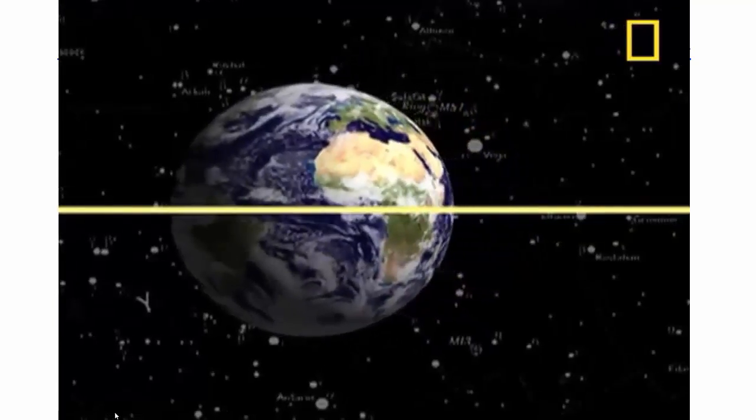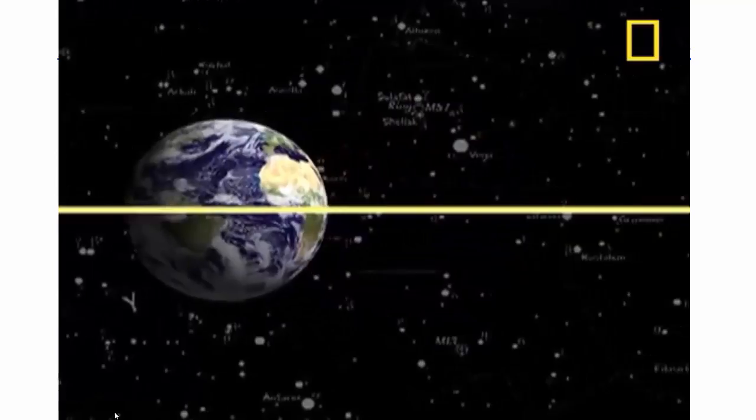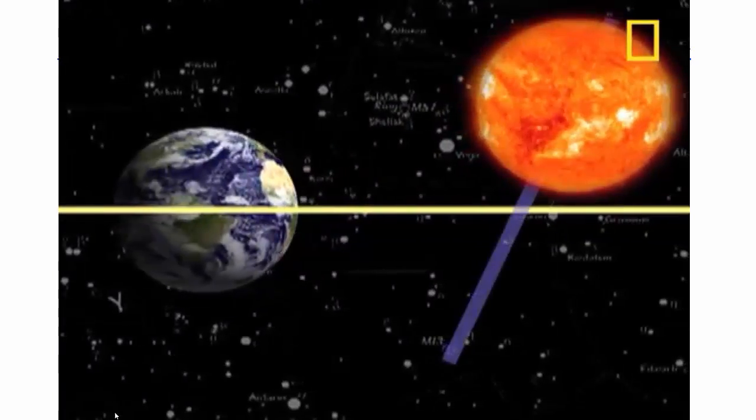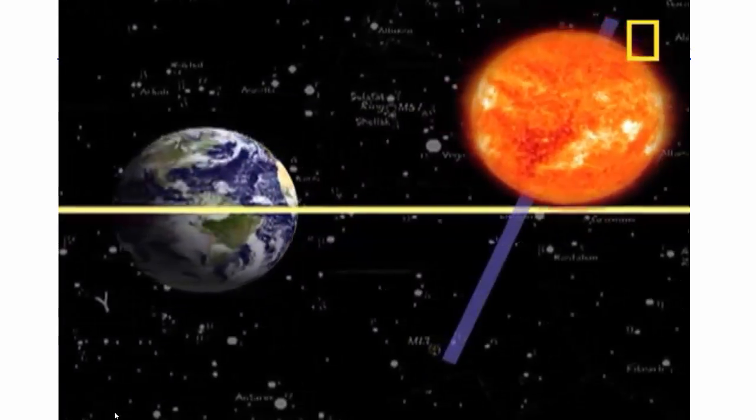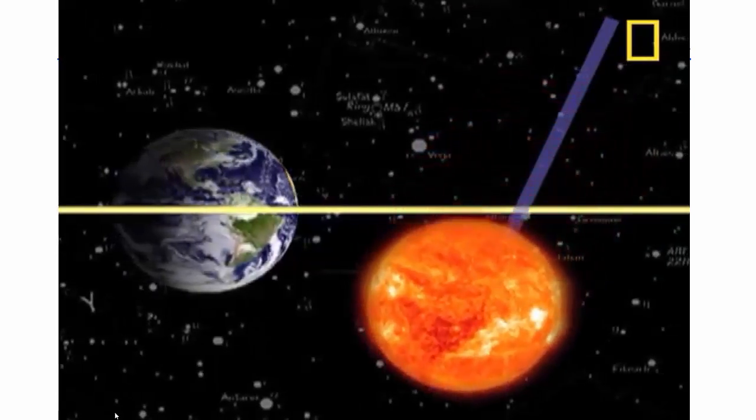The other two seasonal points on the sun's path are the two solstices. In the northern hemisphere, the summer solstice marks the longest day of the year, while the winter solstice marks the shortest.